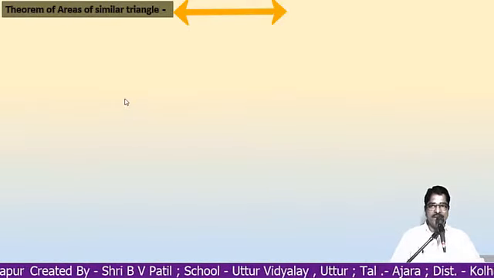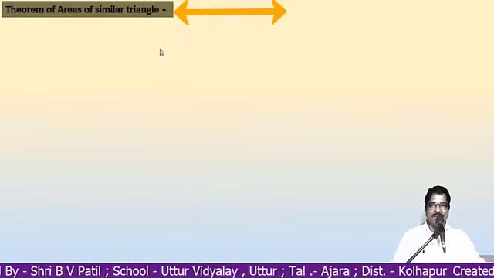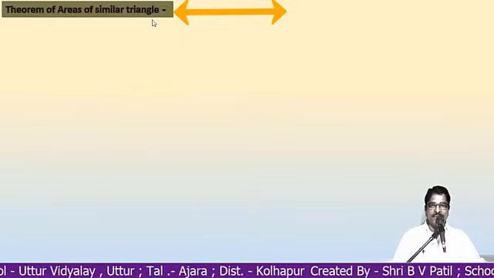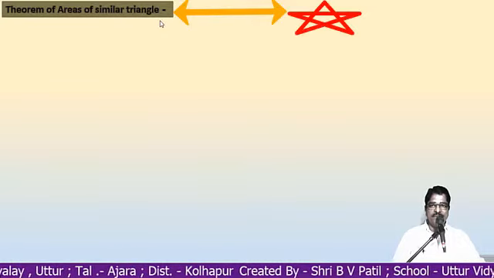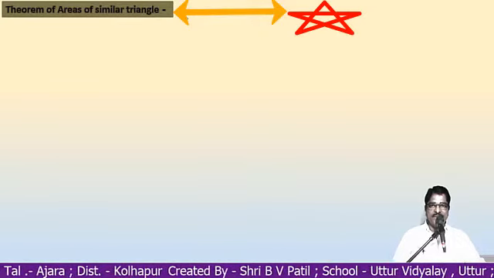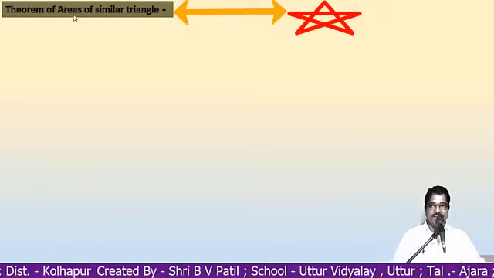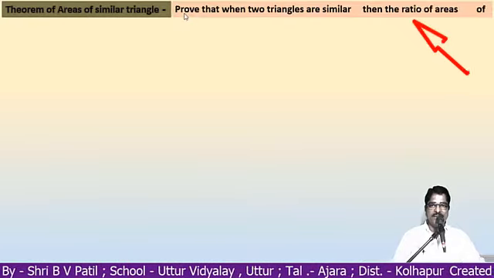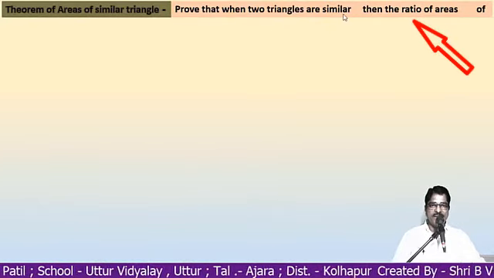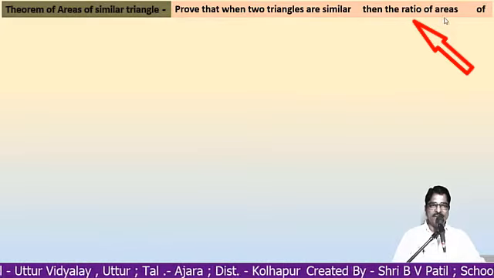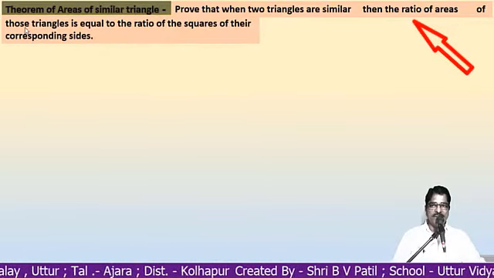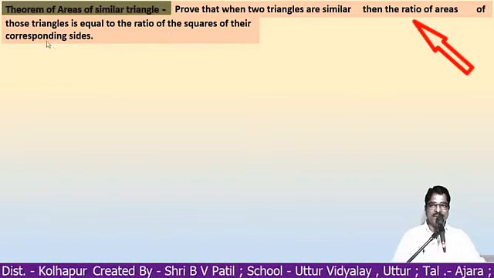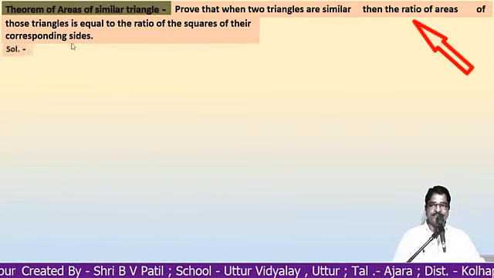Theorem of areas of similar triangles. Today we discuss that theorem. This theorem has been asked in board questions many times. Therefore, this theorem is very important. The theorem proves that when two triangles are similar, then the ratio of areas of those triangles is equal to the ratio of the squares of their corresponding sides.